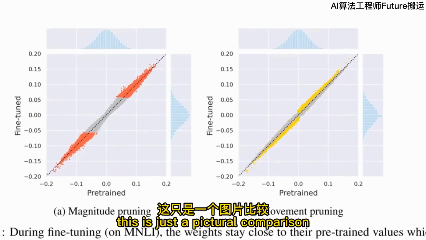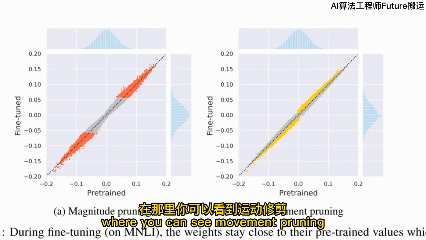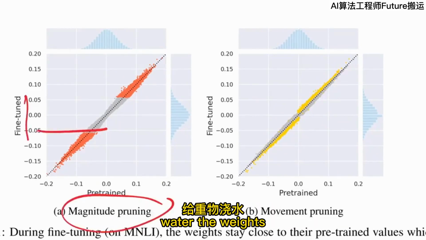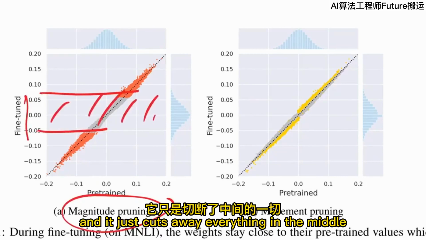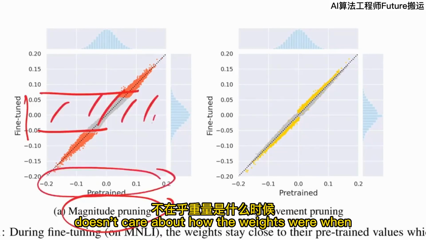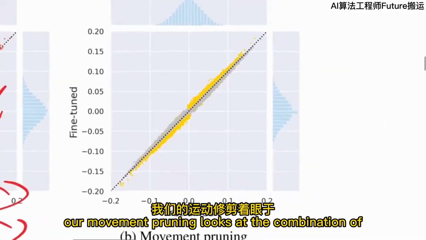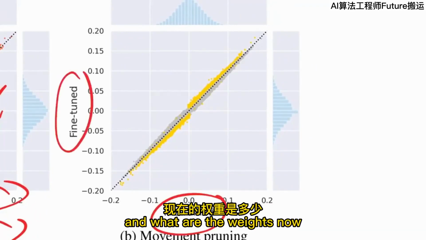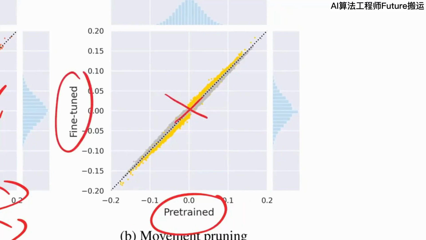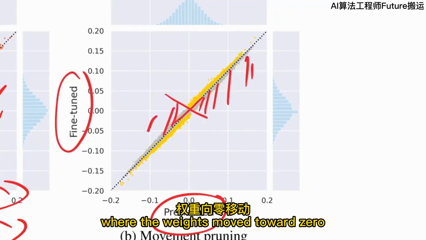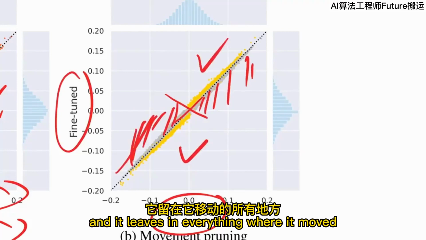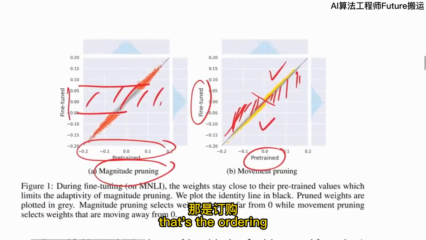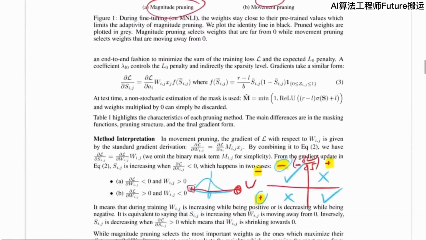Okay, this is just a pictorial comparison where you can see movement pruning and magnitude pruning. All magnitude pruning does is it looks at, after you fine-tune, what the weights are, and it just cuts away everything in the middle. It doesn't care about how the weights were before. However, movement pruning looks at the combination of what the weights were before and what they are now, and it cuts away everything where the weights moved towards zero, which are these quadrants right here, and it leaves in everything where it moved away from zero. Or that's the ordering, let's say, by how much it moved.